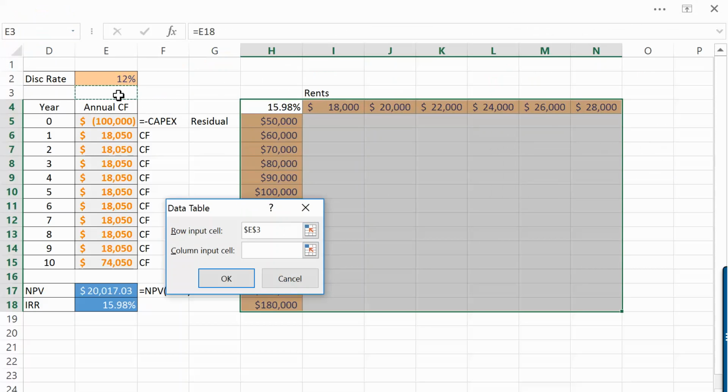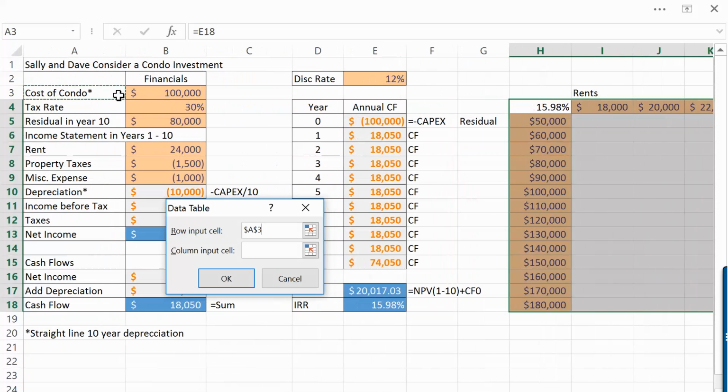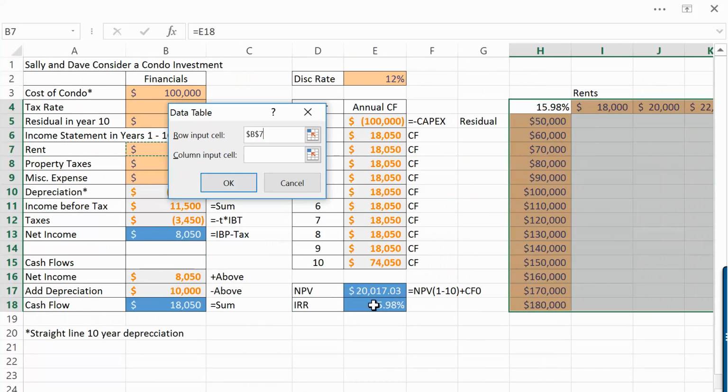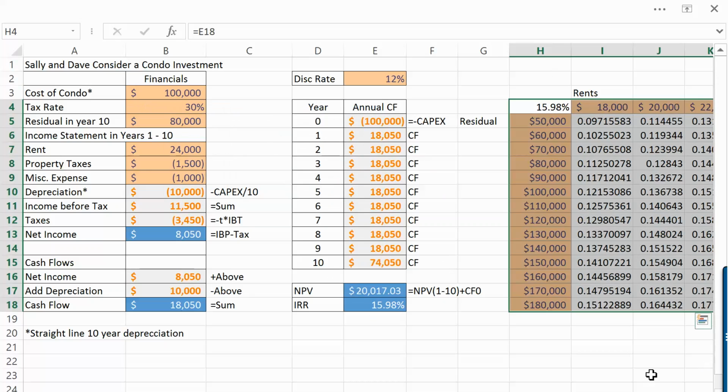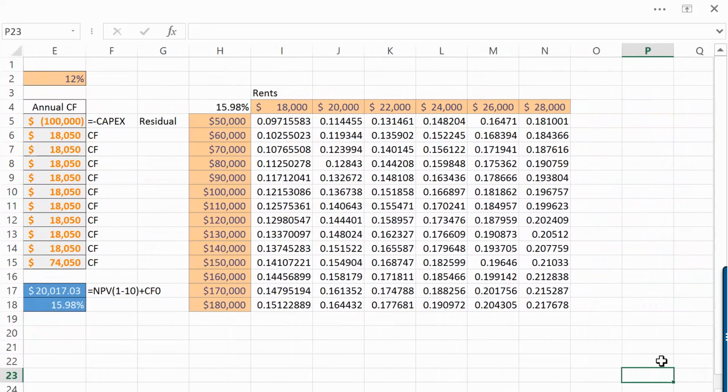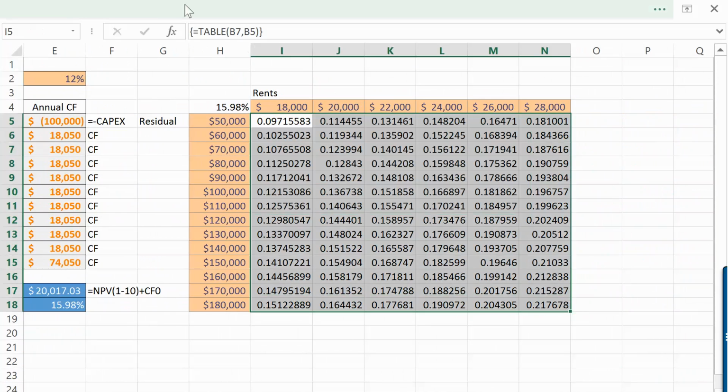So I need to click on the original rent that ties to this formula, which then ties to this formula. And that's the key. This rent has to affect this number, which then affects this one. And then this residual value drives this number, which then drives this one. And there I go. I now have all the possible NPVs based on my assessment of the rents and residuals.